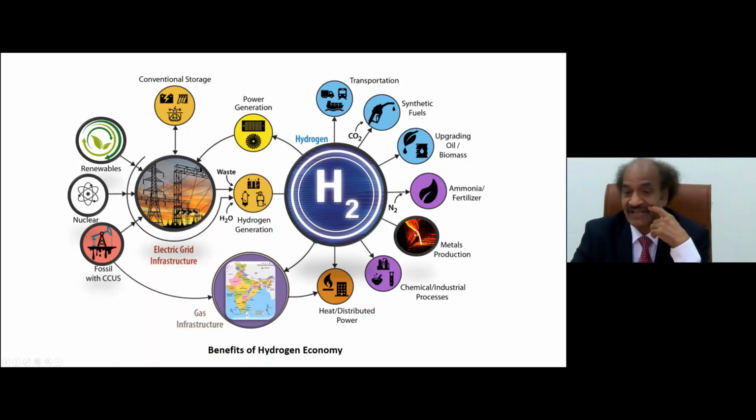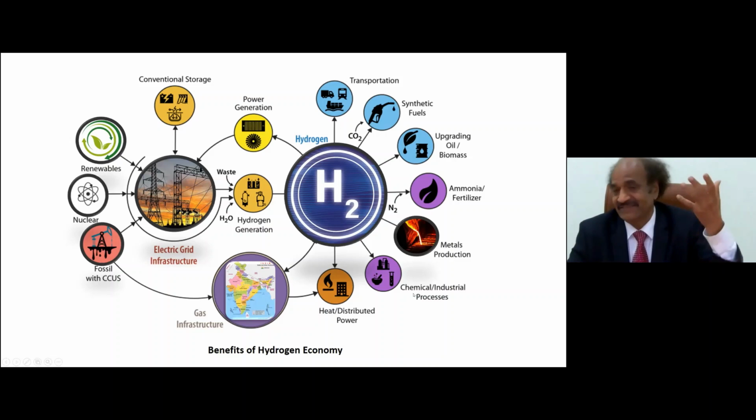And part of that also goes to chemical and industrial processes. And we already know how to handle hydrogen in the chemical industry. And then heat and distributed power in the cold country. So you see, whatever is the source of hydrogen, the hydrogen can be used to generate power, and that can go into the grid. That is the benefit of the hydrogen economy.